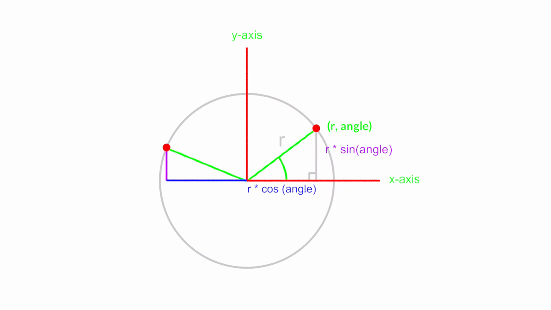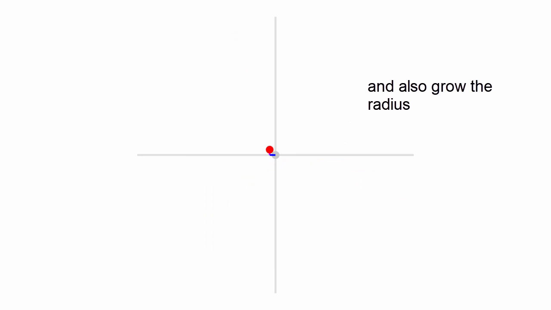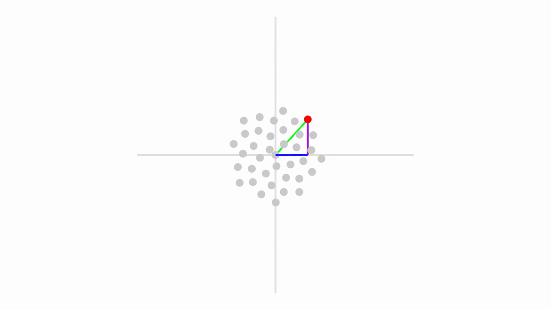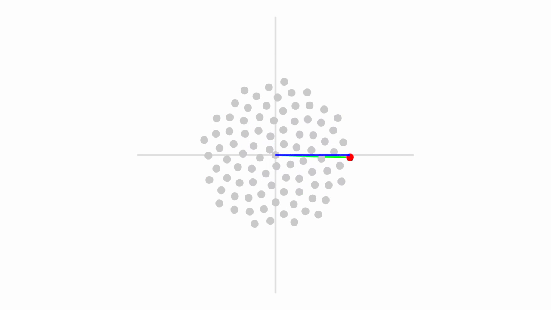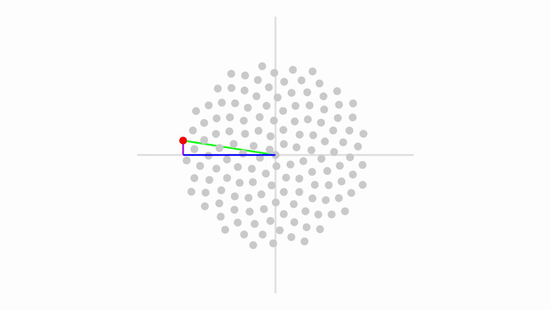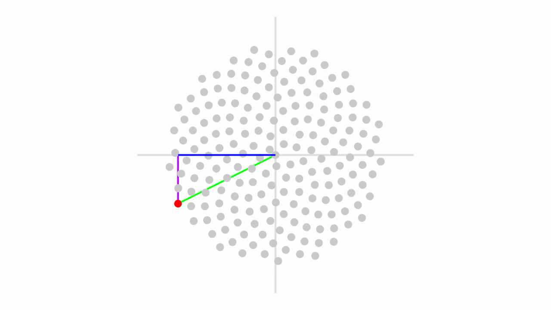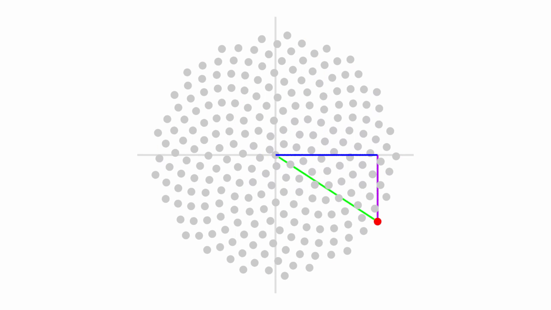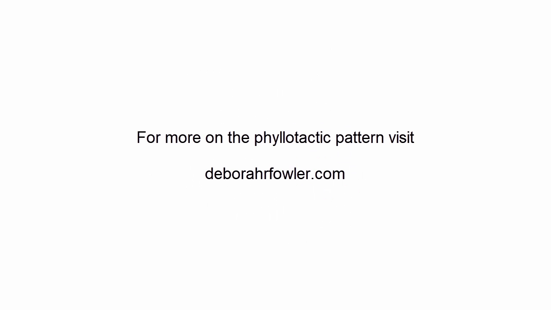But that's not quite what we want. So what we want to do is also vary the radius. So what we're going to do is grow the radius out a little bit each time we rotate around 137.5 degrees. And if we continue in this fashion, what we get is a pattern that's called the Phyllotactic Pattern, first described by Vogel in 1979.